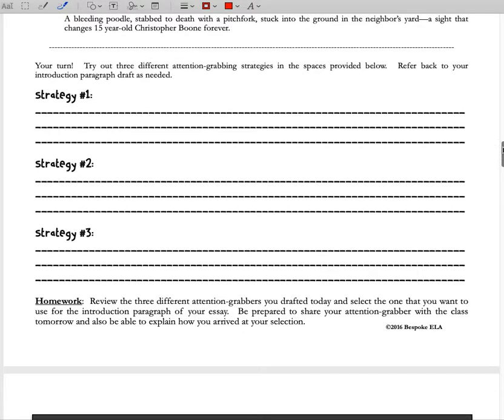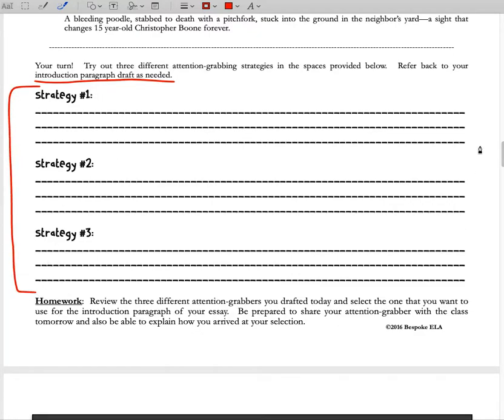Now it's your turn. Try out 3 different attention-grabbing strategies in the space provided below. Refer back to your introduction paragraph draft as needed. Now, I didn't ask you to submit that, but if you have a draft, you can refer back to it, or you can just start your first draft by looking at these 3 different strategies.